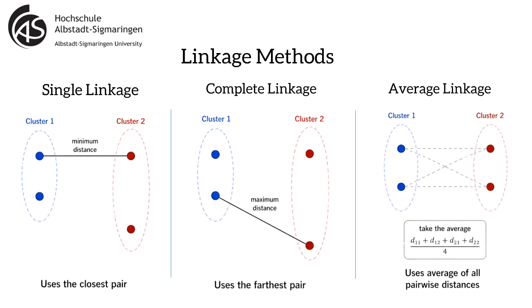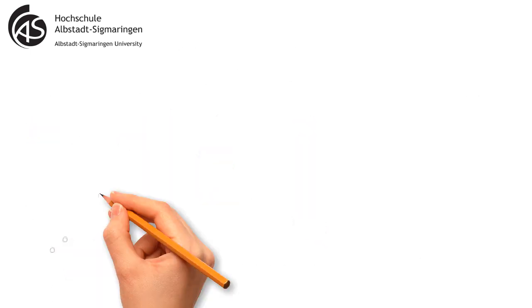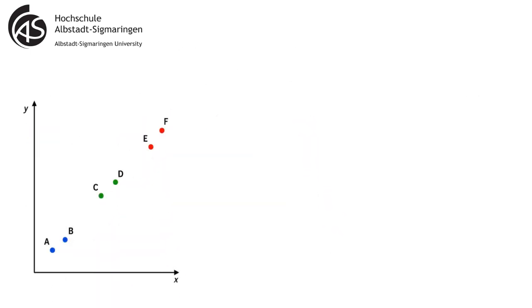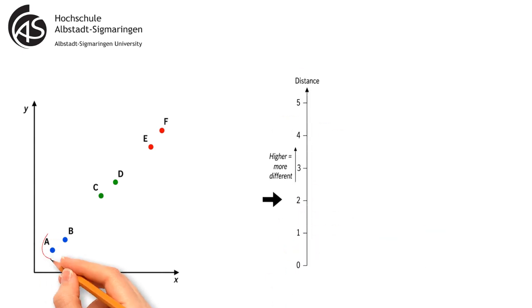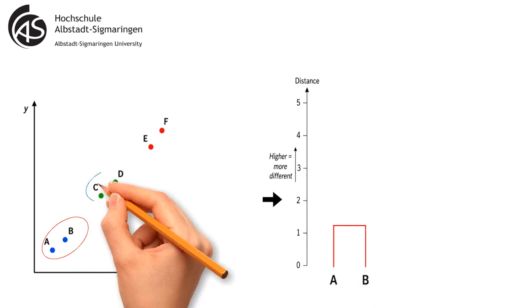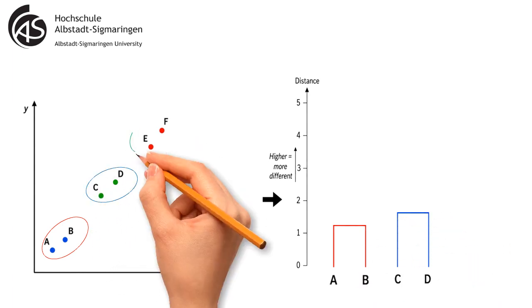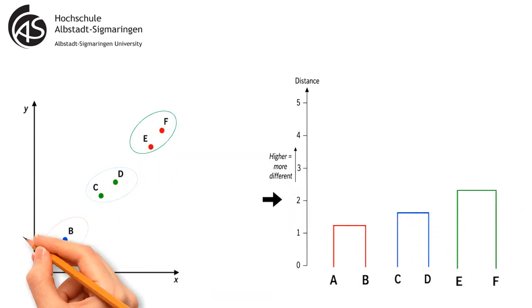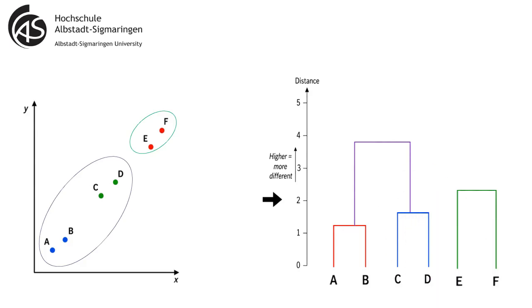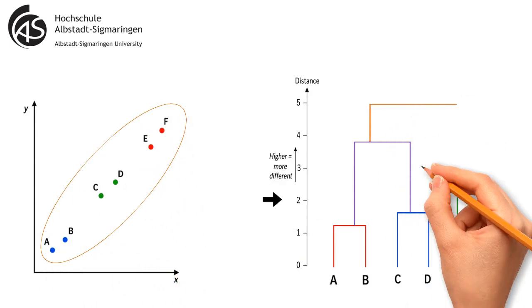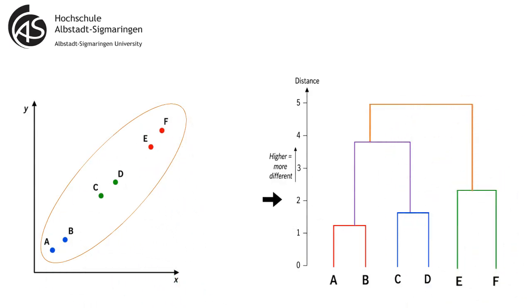Every time we merge clusters, we can record that merge in a dendrogram, a tree-like diagram that shows how clusters are formed. Along the bottom we place our individual points A, B, C, D, E, and F. Whenever two clusters merge, we draw a horizontal line connecting them at a height that reflects the distance at which they were joined. Low merges mean clusters were very similar. High merges mean they were more different when they finally got combined.